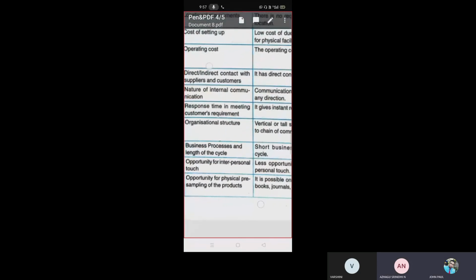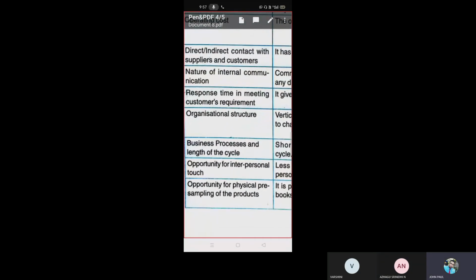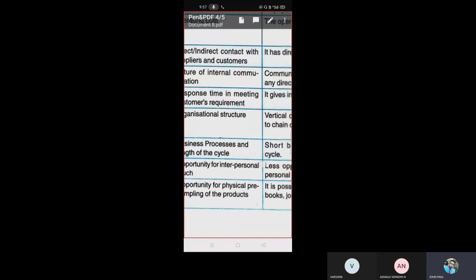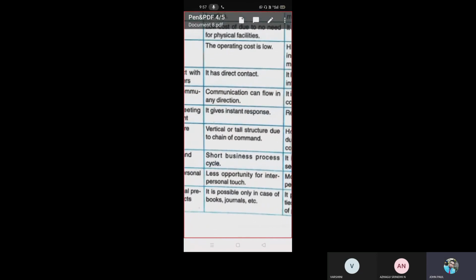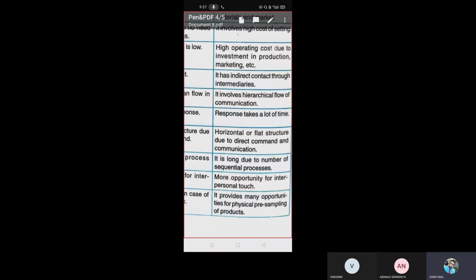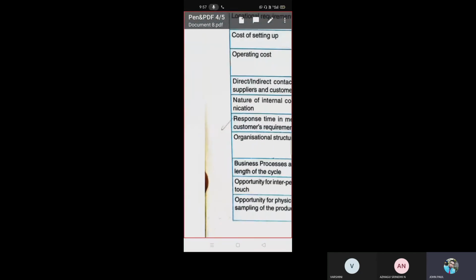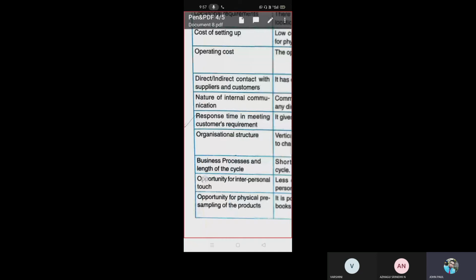Then business process and length of cycle. So in e-business, there is no such process. It is a short process. Whereas here in traditional business, it is a long term one. It will take more process, more time. From it will travel one department to another department. Finally, it will reach the customer. So opportunity for interpersonal relation, personal touch.